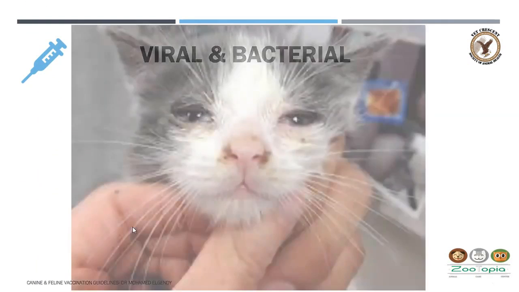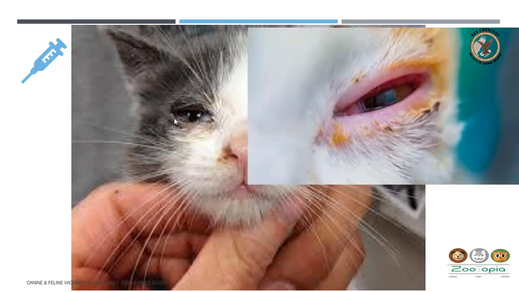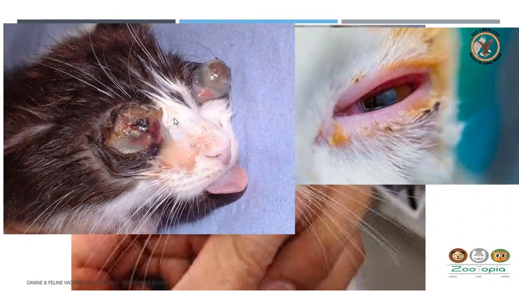Focus on this picture. Look at this eye. There is conjunctivitis, but you will notice it more in the next slide. Look at this eye, more conjunctivitis. And look at this eye: keratoconjunctivitis, which leads to loss of the eye, and we have to remove this eye.